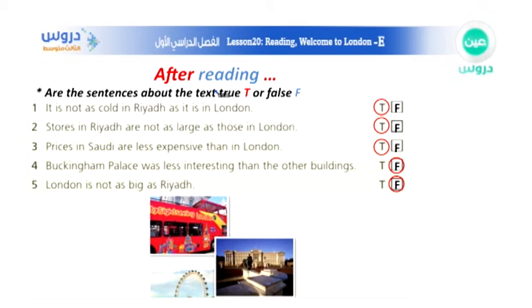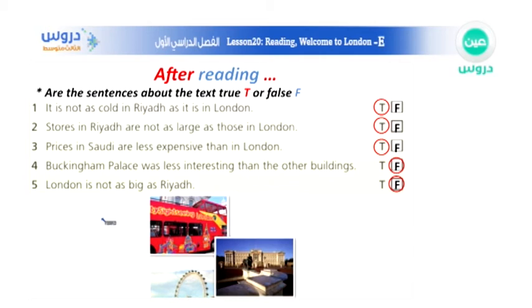So here are the answers. A negative statement with a false makes it positive, okay? It's not as cold in Riyadh as it is in London, and that is true. Stores in Riyadh are not as large as those in London, and that's true. Prices in Saudi Arabia are less expensive than in London. Yes, it means cheaper, okay? Not expensive, cheap. Not cheap means expensive.